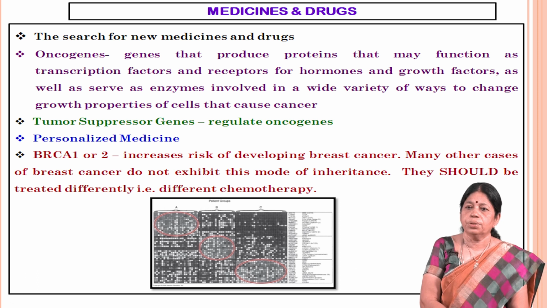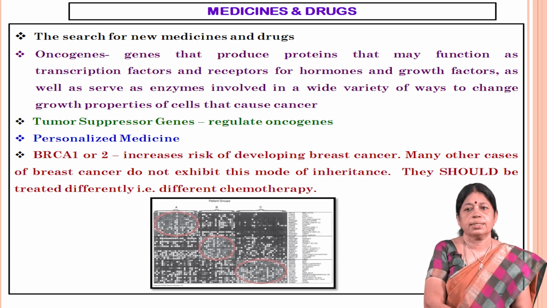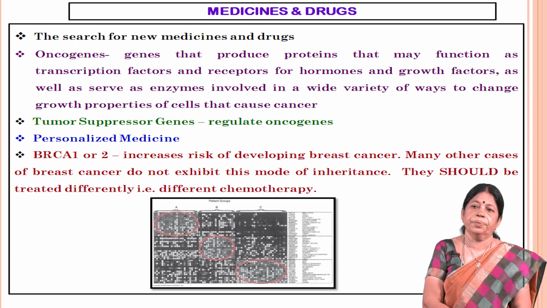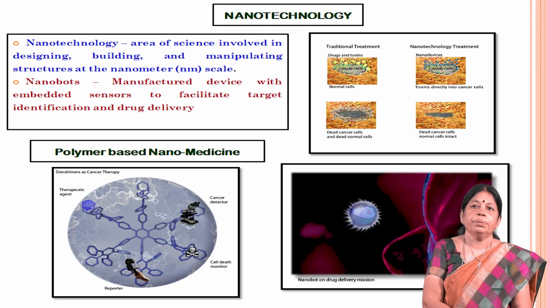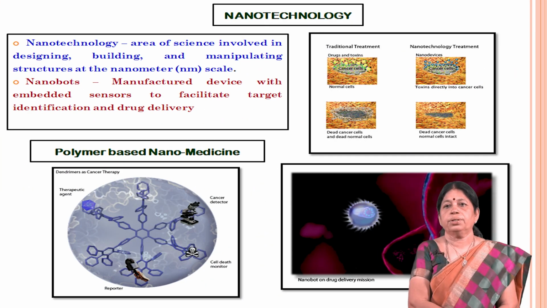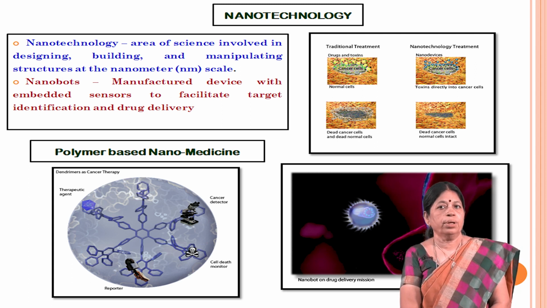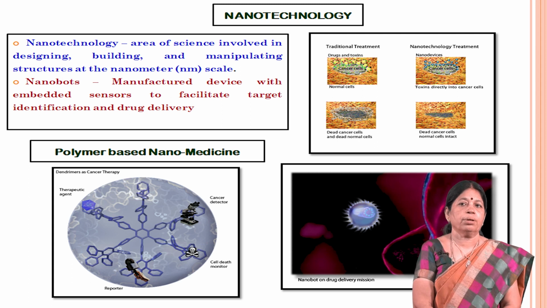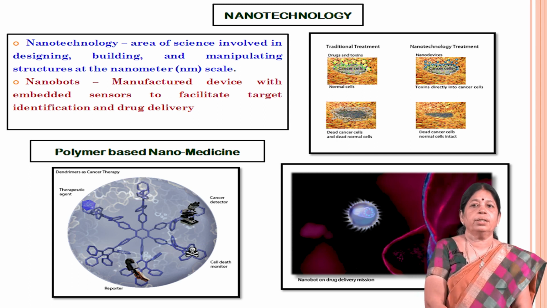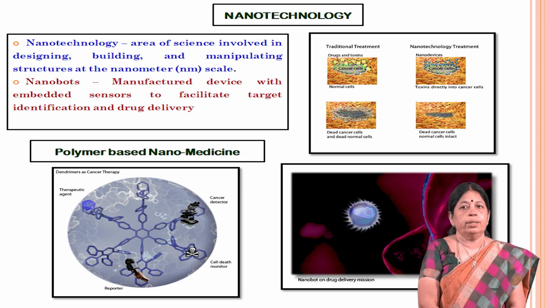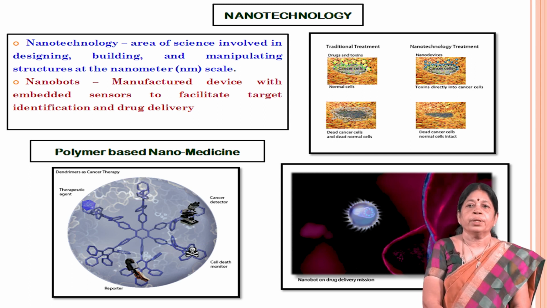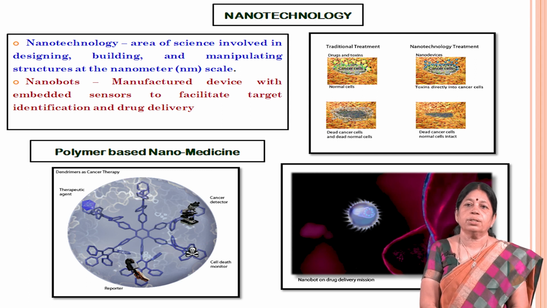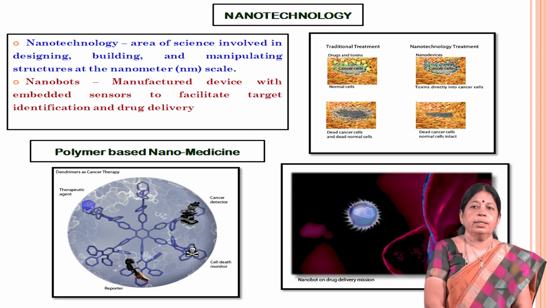Chemotherapy means using the treatment by chemicals. These chemicals can treat the cancerous cell growth, so they may suppress the cells. Then, by means of nanotechnology. Nanotechnology is the area of science involved in designing, building and manipulating structures at the nanometer level. We can make nanobots. This is a manufactured device with embedded sensors to facilitate target identification and drug delivery.